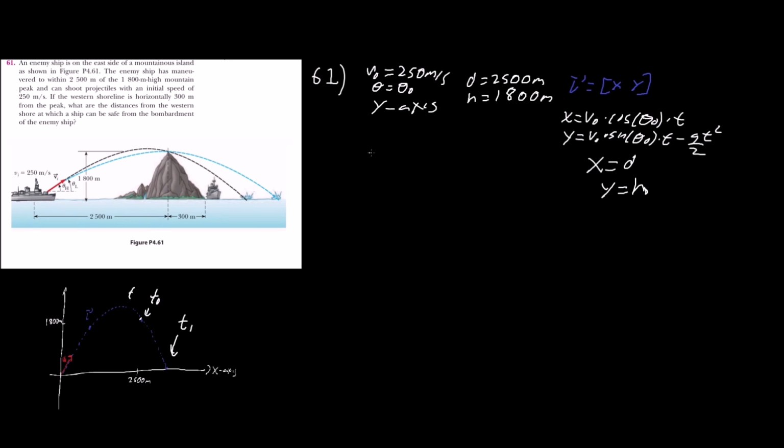So we want to be a little specific, folks. We want to say that the time it takes for it to reach 2,500 meters is this distance d, which is going to be v naught cosine of theta naught times t naught. And we want the height to be h, and we want y to be h at the distance d. So this is going to be v naught sine of theta naught times t naught minus g t squared over 2.